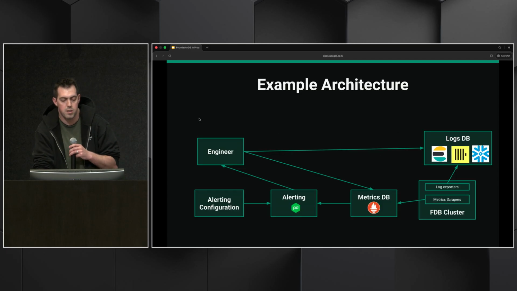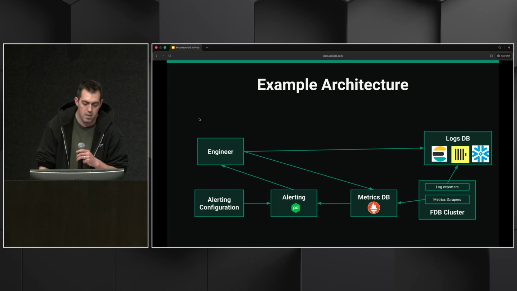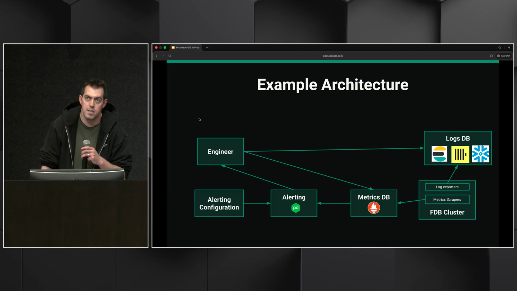So to start, I want to show a typical diagram of an architecture for running and monitoring FDB. Log exporters ship logs to a logs database, metrics scrapers ship metrics to Prometheus here, and the metrics database is configured with alerts that are used to page an engineer, who then investigates the metrics and the logs. And this is a classical example of the lifetime of an incident. Metrics report some issue, then you get paged by PagerDuty, then you go do the manual investigation.